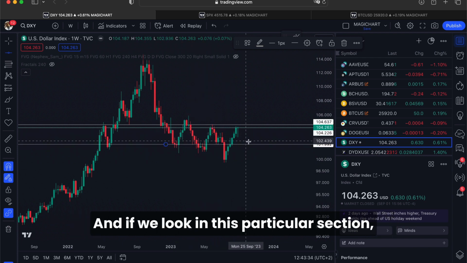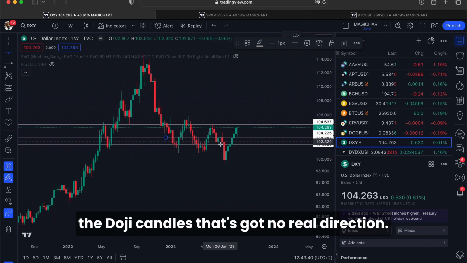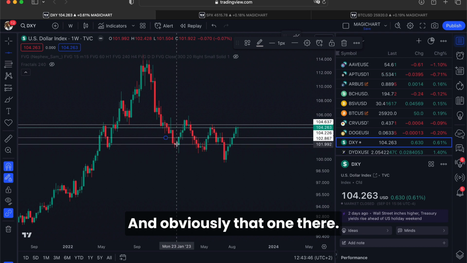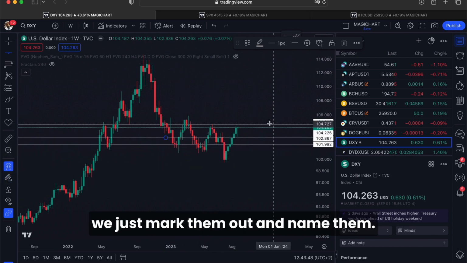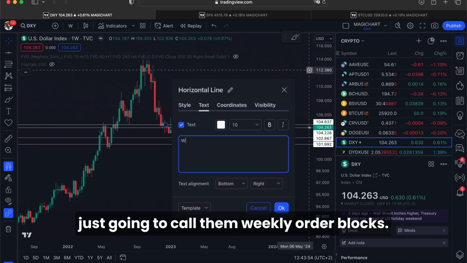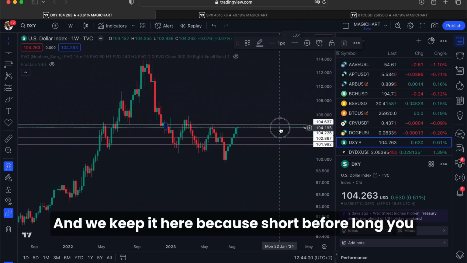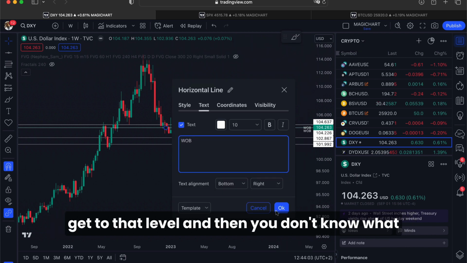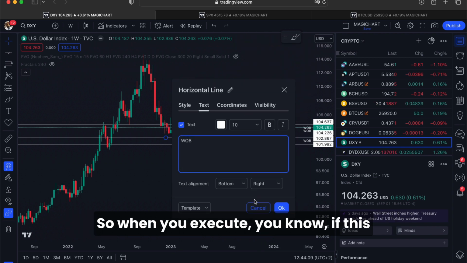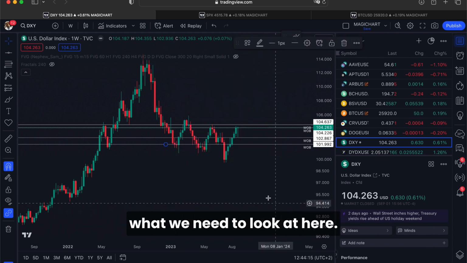And if we look in this particular section, those are very significant order blocks. They're almost like the doji candles that have no real direction. So that's what I'm going to look at, and obviously that one there. What we do with all of them is we just mark them out and name them. We're going to call them weekly order blocks, and keep them here, because short before long you get to that level and then you don't know what to do with it. Rather get your strategy intact, so when you execute, it has been marked some time ago already. So in the interim, this is what we need to look at here.